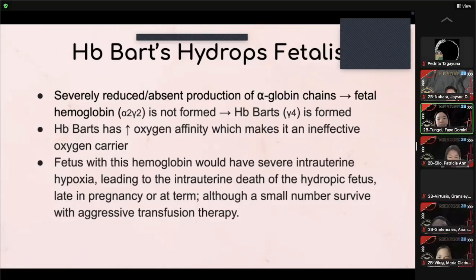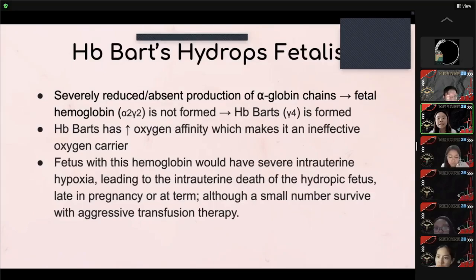And consequently, a fetus with this type of hemoglobin would have severe intrauterine hypoxia, leading to the intrauterine death of the hydropic fetus late in pregnancy or at term, although a small number survive with aggressive transfusion therapy, as seen in our case.